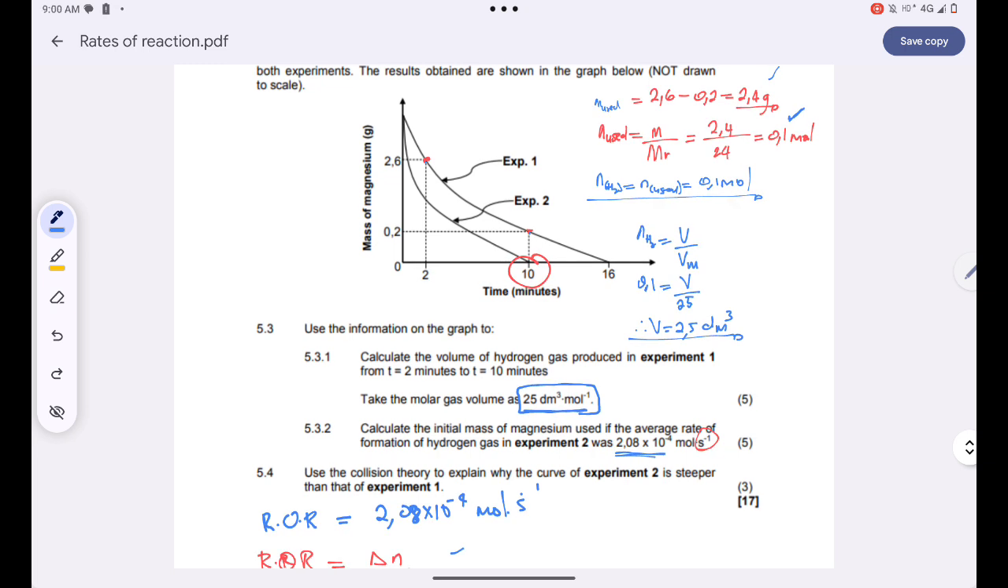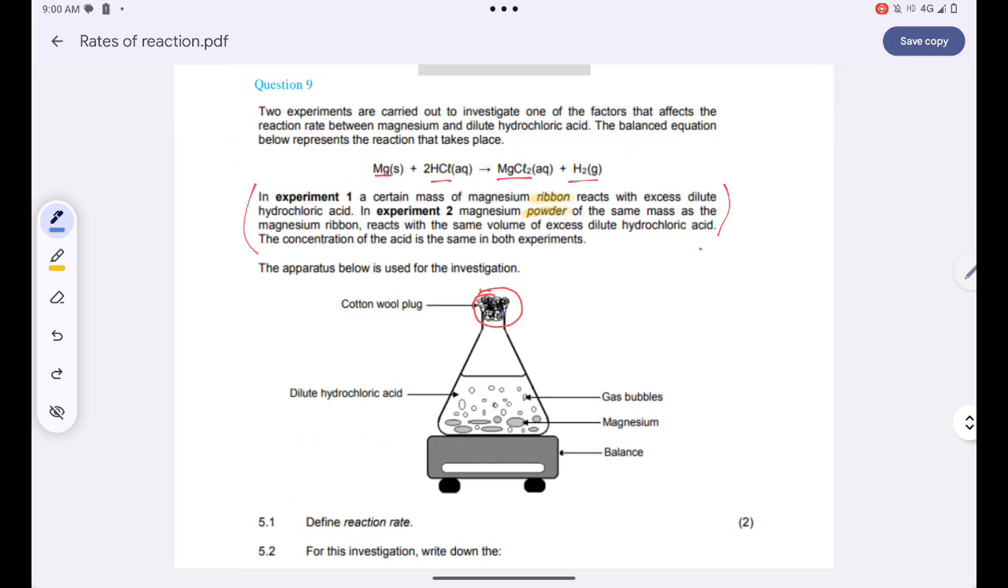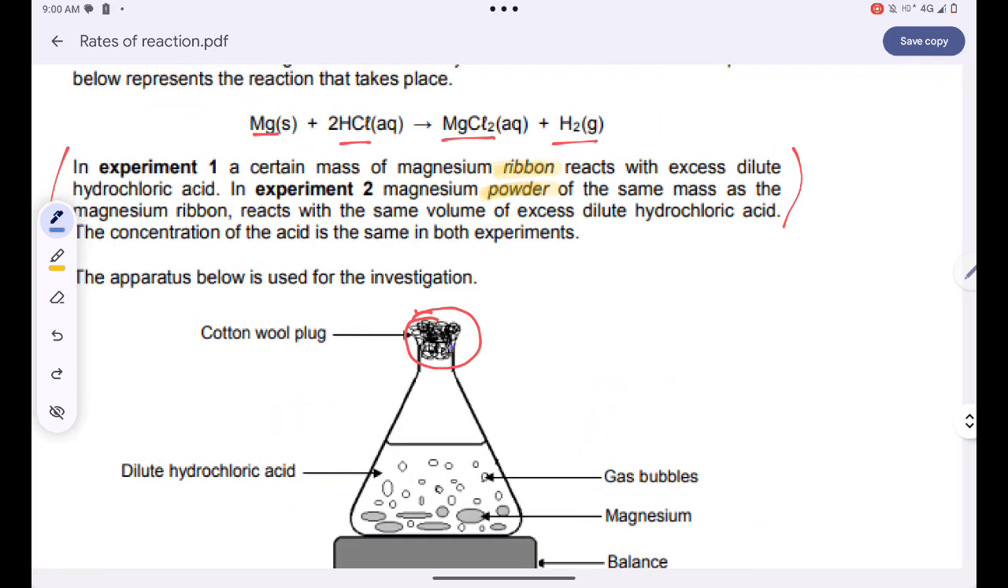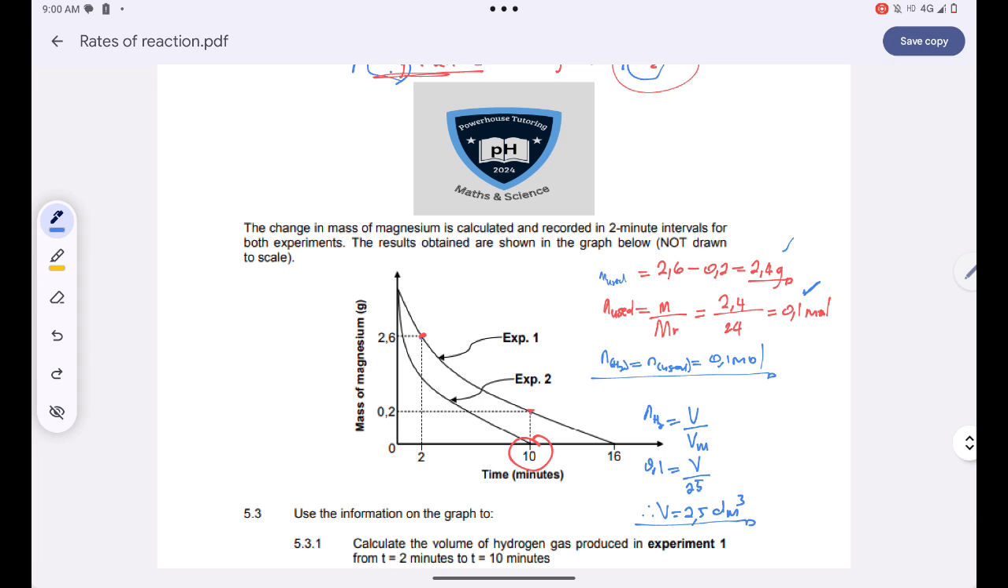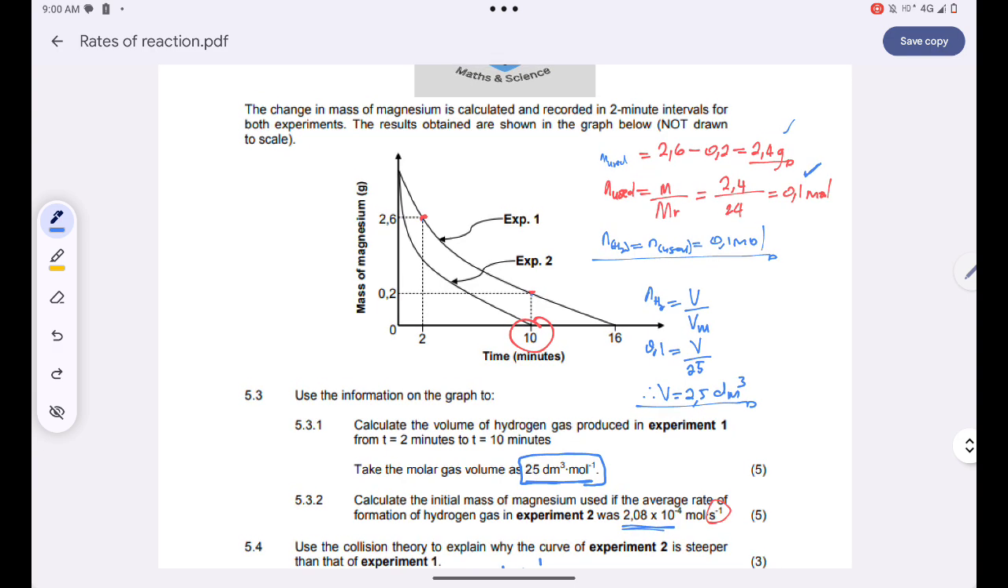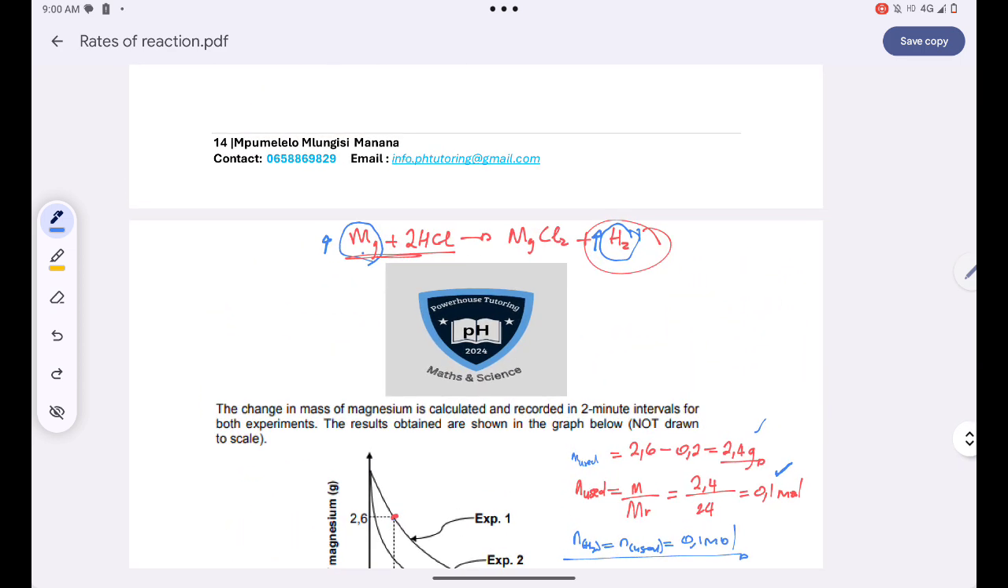Because they have increased the surface area of magnesium in experiment 2. Why am I saying that? Because remember that, guys, we were told that in experiment 2 our magnesium was in powder form. So they've basically increased the surface area. So basically more particles will be correctly orientated now, and then we'll end up having more effective collisions, and that's why the rate of reaction will increase. So that's how, guys, you're supposed to tackle that question over there.